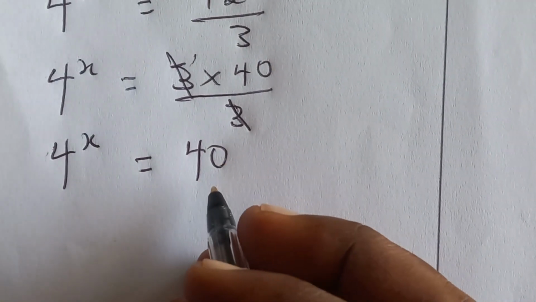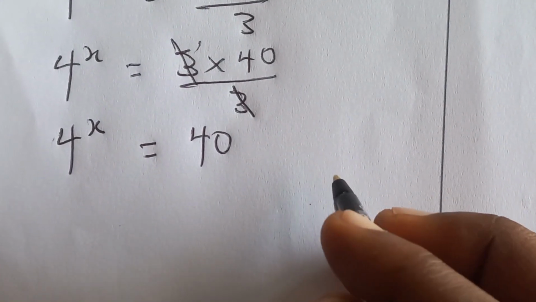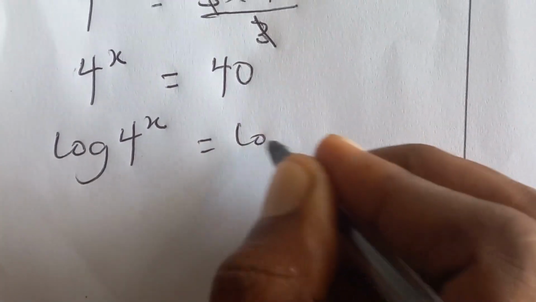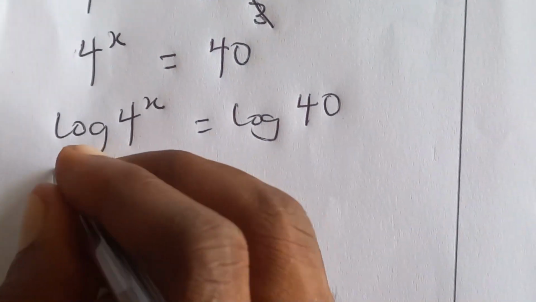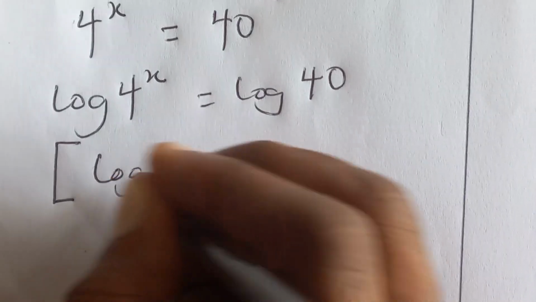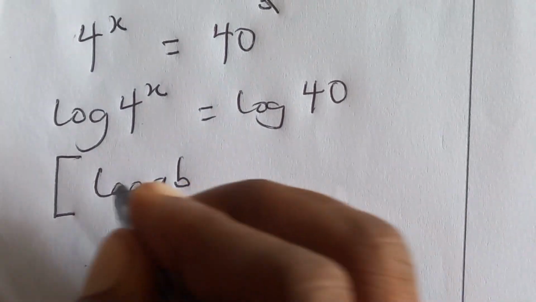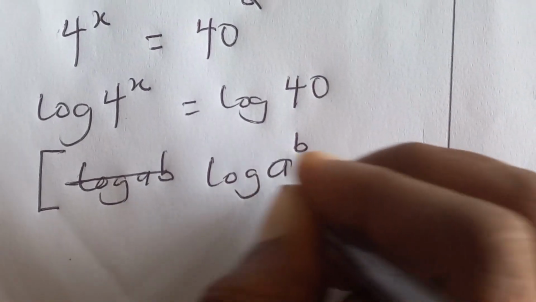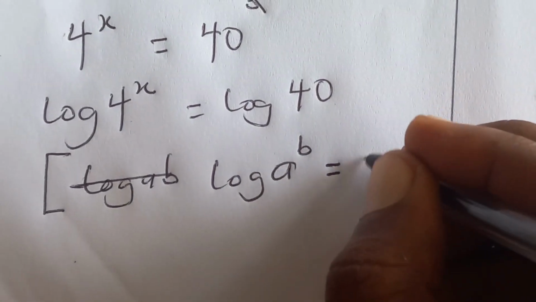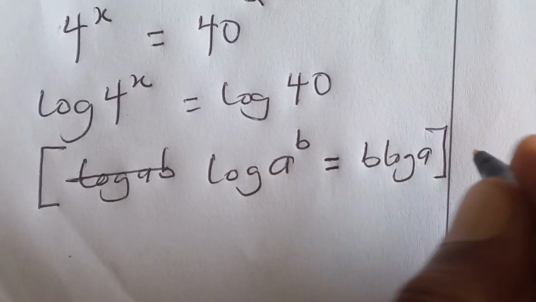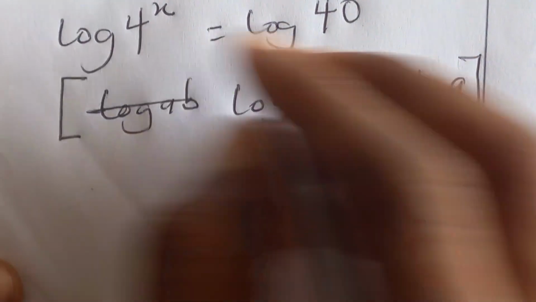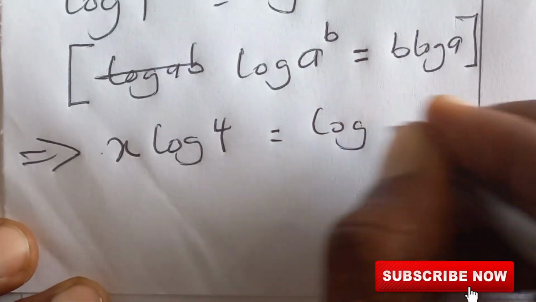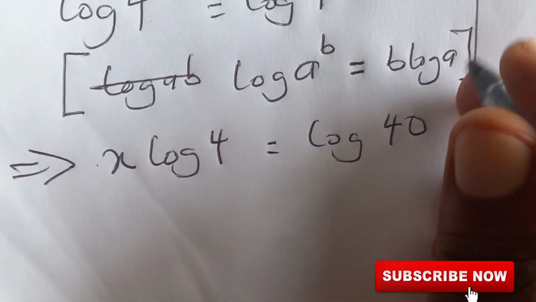From here, we need to introduce a logarithm. We say that log 4 exponent x is equal to log 40. And in logarithm, we have log A exponent B, and we can express this as B log A. So it's a rule in logarithm. So our expression now becomes x log 4 is equal to log 40. Let's continue from here.